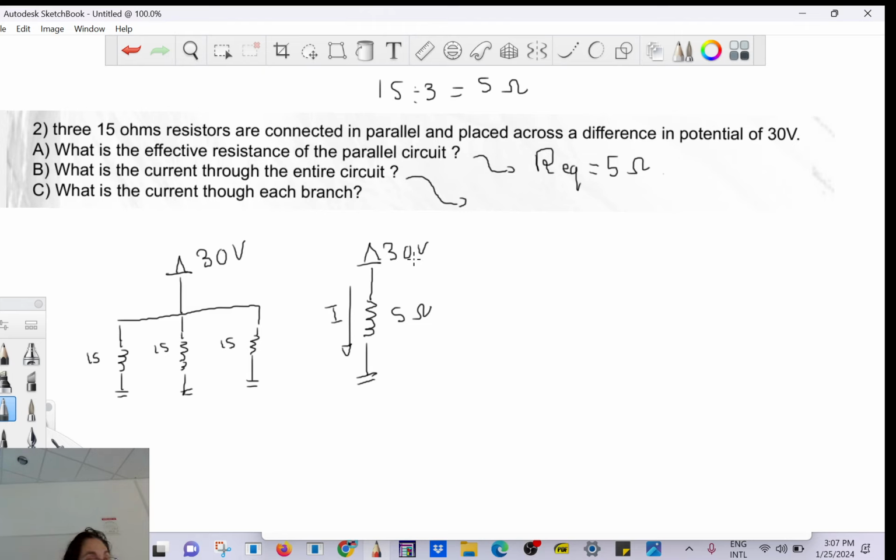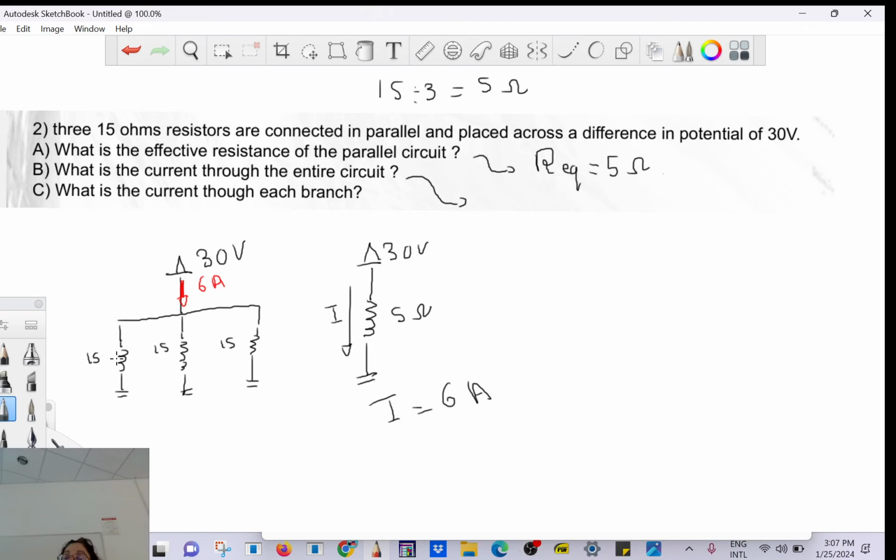So 30 divided by 5, is that 6? I didn't make a mistake. 6 amp. Right? Okay, I want to make sure. So this is 6 amp. And someone said, okay, they are the same. So what do you expect in each one of them?